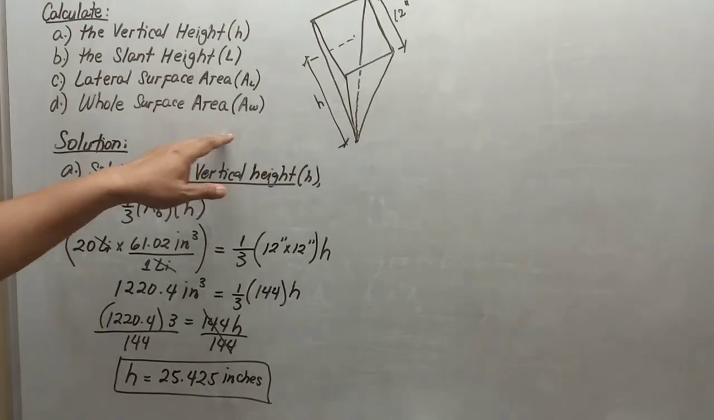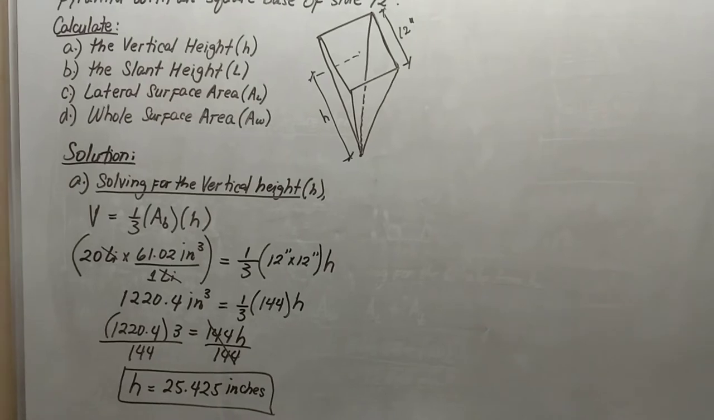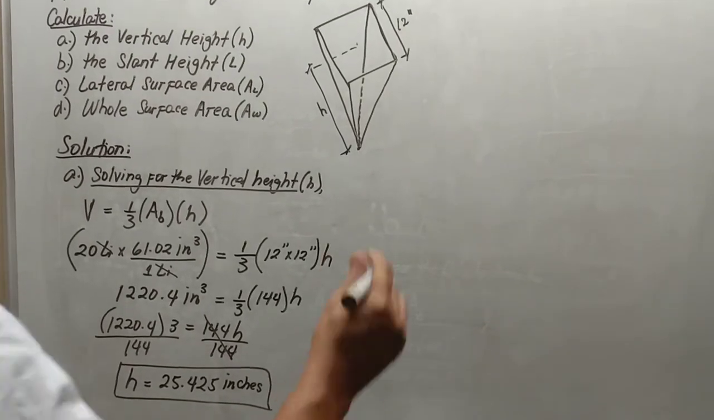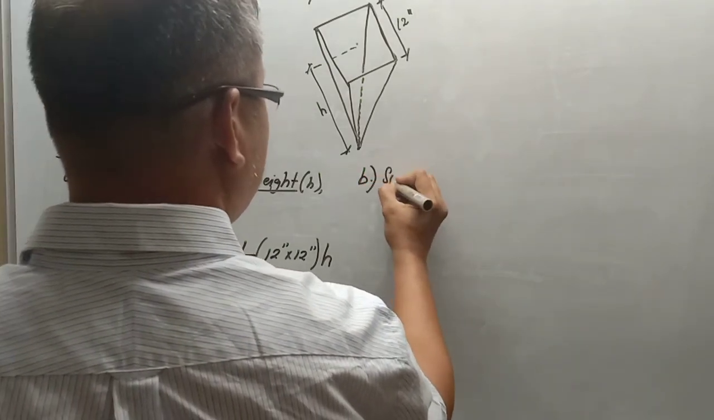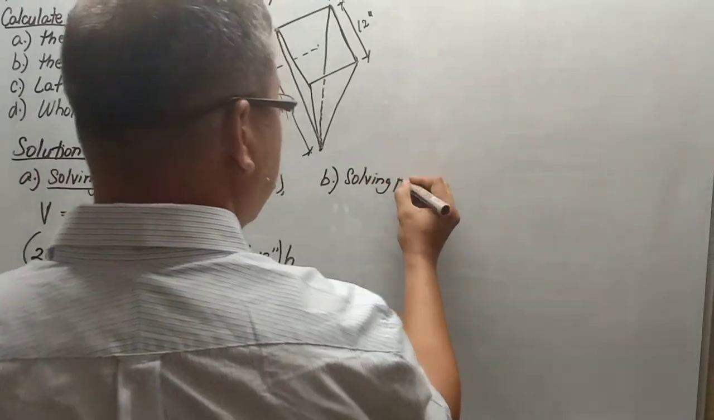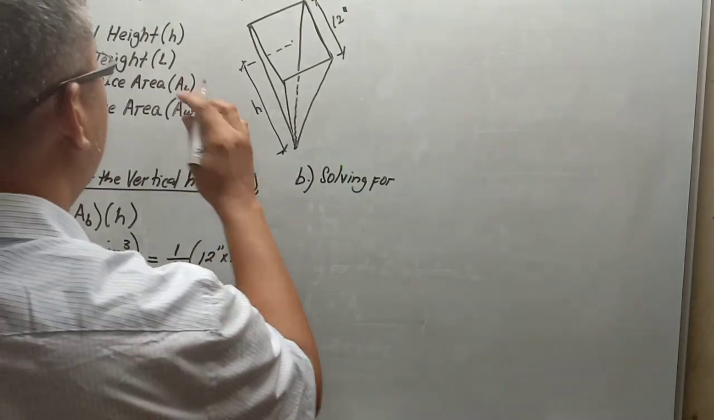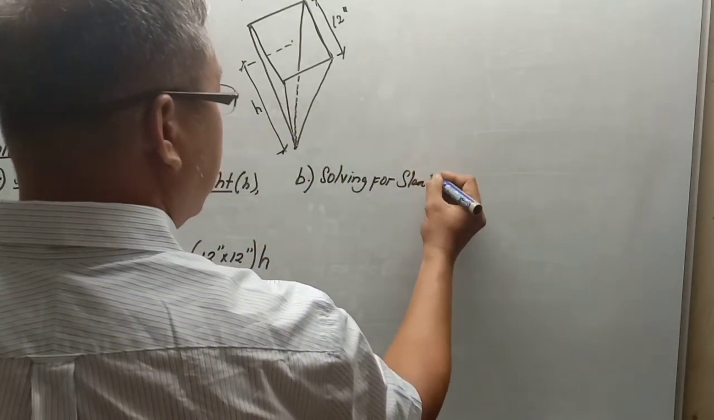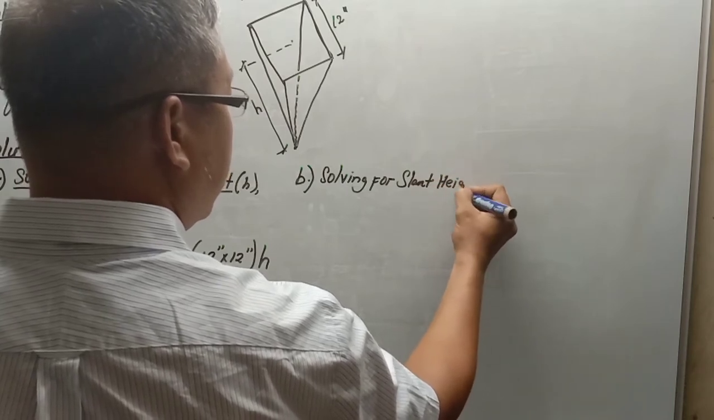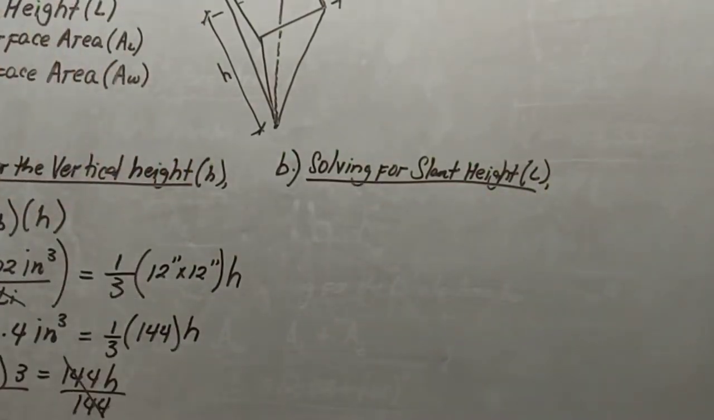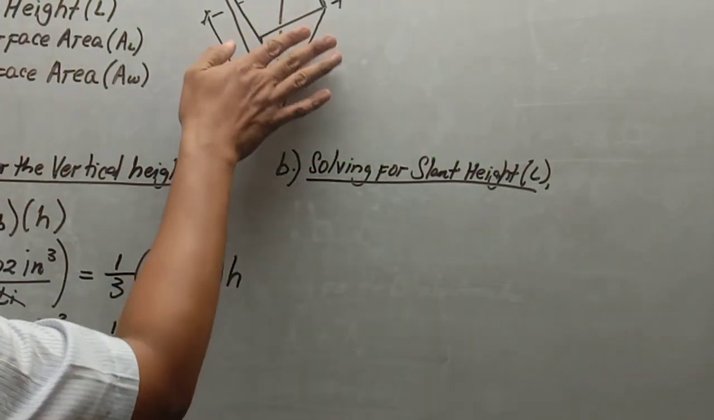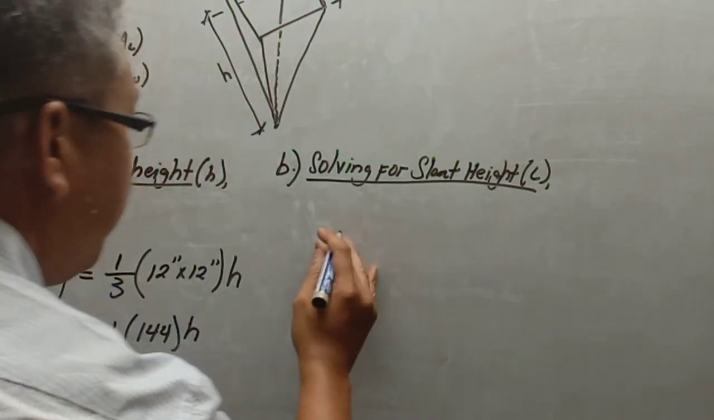Okay. Now, the second requirement, guys, is that we need to find the slant height. B, solving for the slant height, L. So how will you find the slant height, guys, for the inverted regular pyramid? Now considering one face of a pyramid, okay. Let me draw, guys.